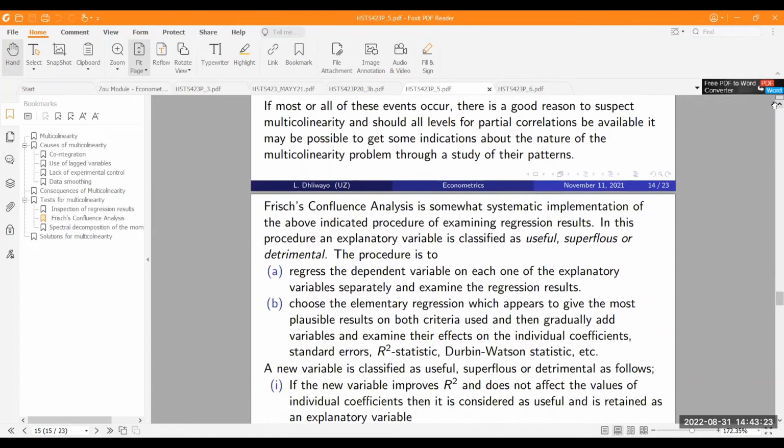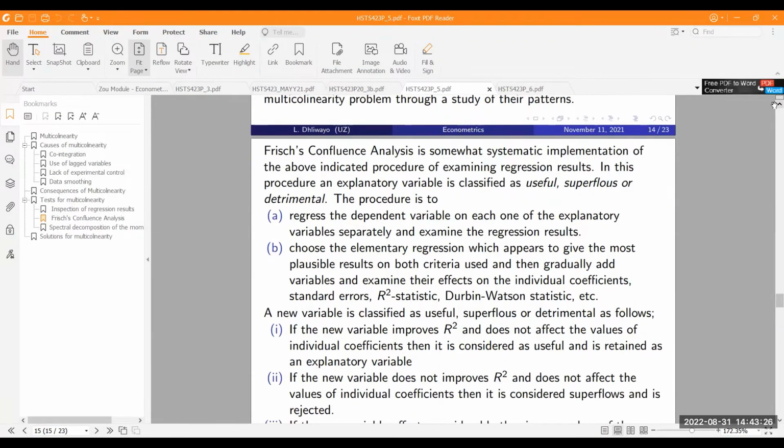But so far, are you getting what I'm saying? So this is an explanation now of the procedure. A, regress the dependent variable on each one of the explanatory variables separately and examine the regression results, which is what I've just explained. Is it clear? Number two, choose the elementary regression which appears to give the most plausible results on both criteria used, and then gradually add variables and examine their effects on the individual coefficients. That is the standard error, the R squared, Durbin-Watson statistics, etc.